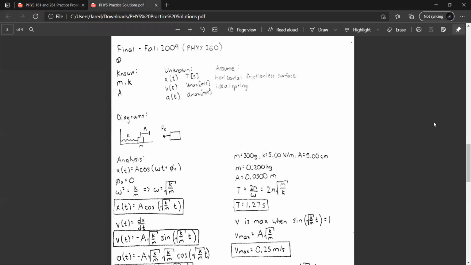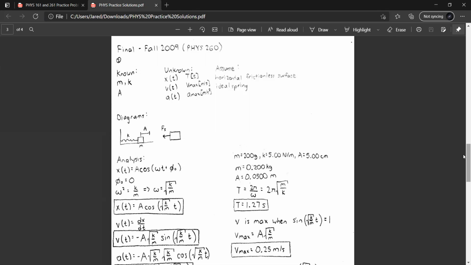So the solution, first we should write out what variables we actually know. The problem gives us the parameters m, k, and a. And what we want to solve for are the three functions of time, x of t, v of t, and a of t. And then with the known variables in part B, we need to find the period, maximum velocity, and the maximum acceleration.